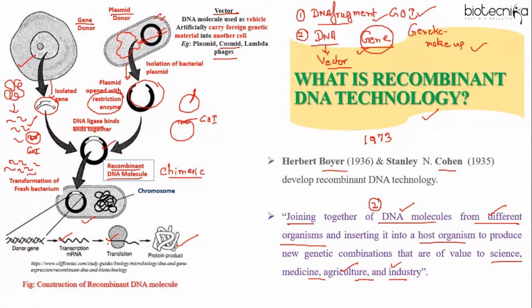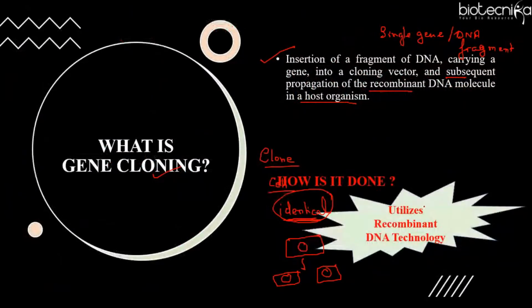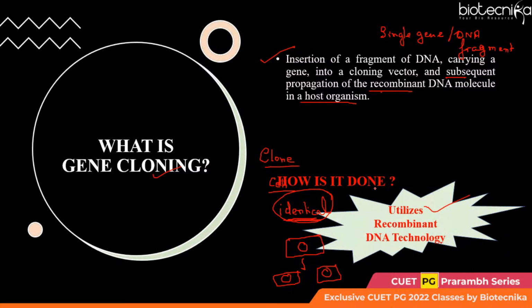But you can see that in this process of cloning, the very first step that we are doing is construction of the recombinant DNA molecule, right? So how gene cloning is done, it utilizes recombinant DNA technology. Usually many students ask this question and get confused. What is the difference between gene cloning and recombinant DNA technology or genetic engineering? Please note that recombinant DNA technology is also known as genetic engineering. But when you compare gene cloning and recombinant DNA technology, always remember that the very first step in gene cloning utilizes recombinant DNA technology. That is, you have to construct a recombinant DNA molecule first.